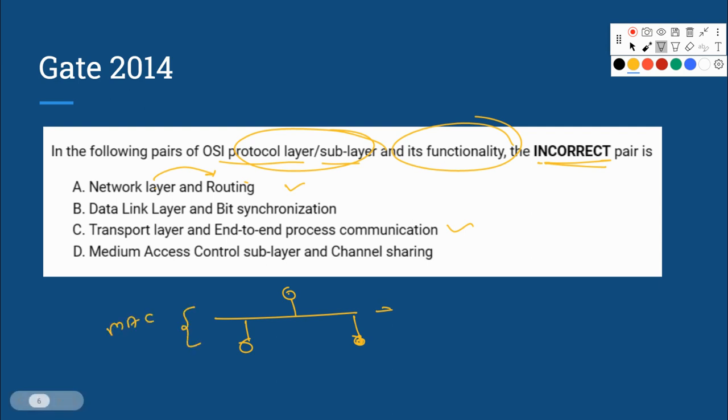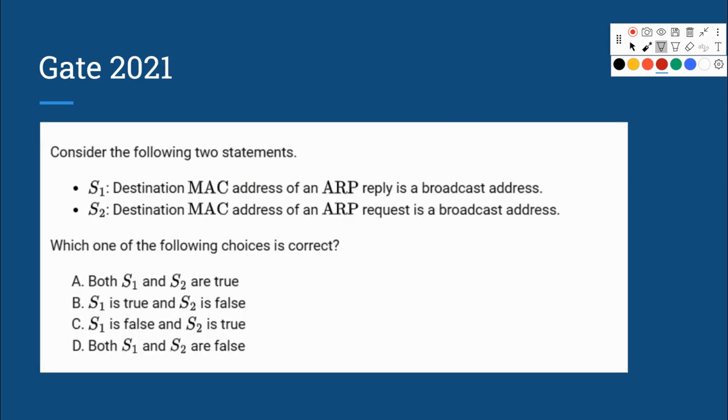This is the responsibility of the medium access control layer, and it is part of the DLL, the data link layer. It has two sublayers: LLC, logical link control, and medium access control. Medium access control decides who is going to transfer data on that medium. So this is also correct. Now we come to this particular part: data link layer and bit synchronization. Bit synchronization is a responsibility of the physical layer, right? So this option is incorrect. It means the correct answer for this question is B.